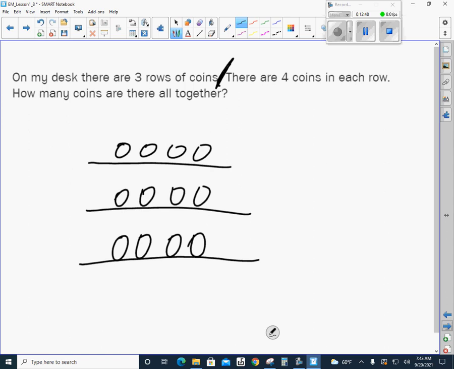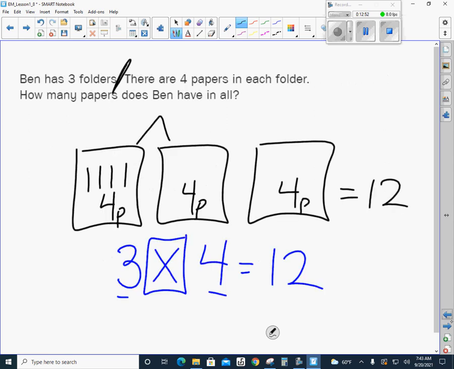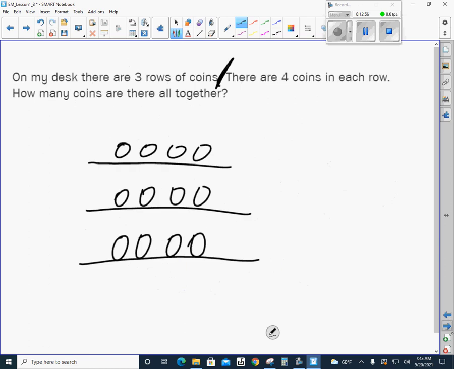Does this problem look familiar? Earlier we had 3 groups of 4. Now we have 3 rows of 4. We're going to get our same answer. 3 times 4 equals 12.